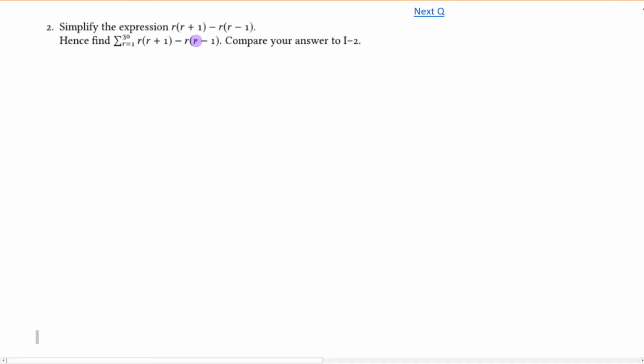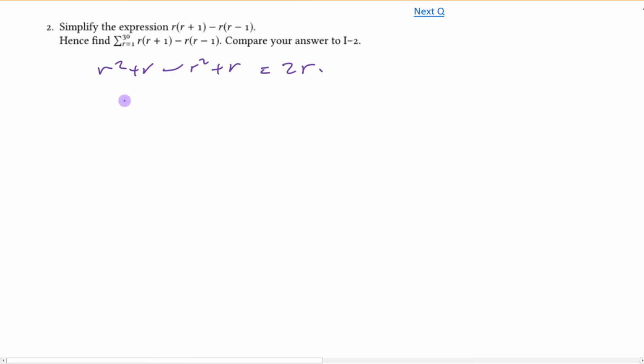Right, so we're going to simplify this expression. So we know that r times r plus 1 is r squared plus r. And we know that's going to be r squared. And we've got minus r times minus 1 is another plus r. So this will just equal 2r.